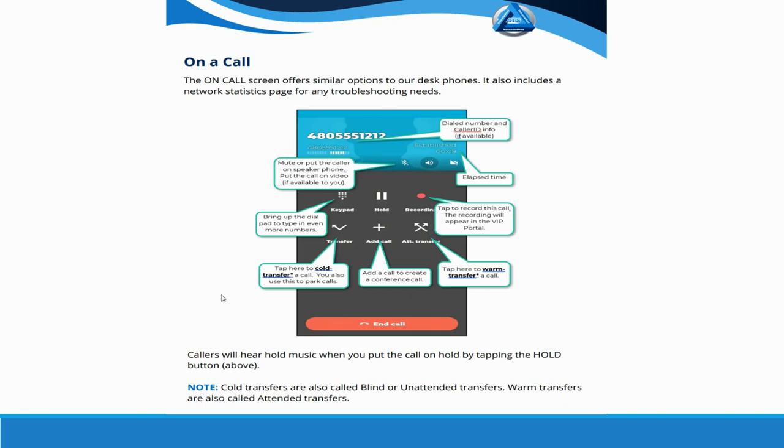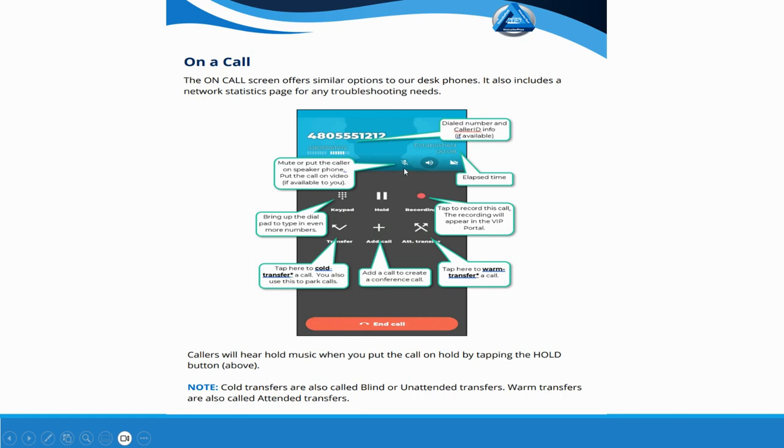When you're on a call, the screen changes to look like this. The on call screen offers similar options to your desk phone. It also includes a network statistics page for any troubleshooting needs. As you can see here, the dialed number and caller ID information will be available depending on if it's an inbound or outbound call.